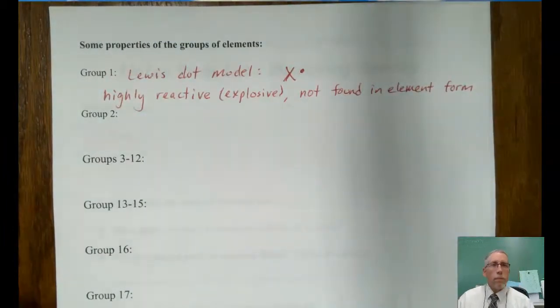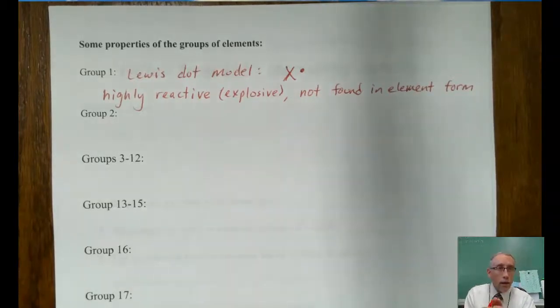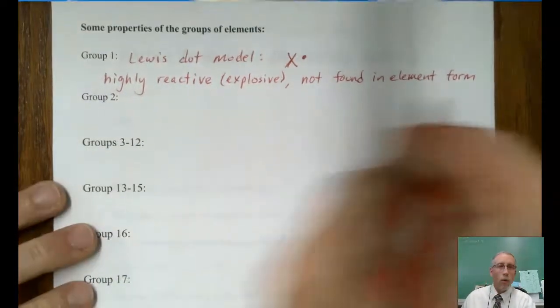So what do I mean by that? You can find a lot of these things, sodium, potassium, etc., but you're never going to find them as a single atom because they're so reactive, they'll find something else to react with to form what's called a molecule or a compound of multiple atoms that are all joined together because they're trying to get each other's electrons. All right? So not found in element form.